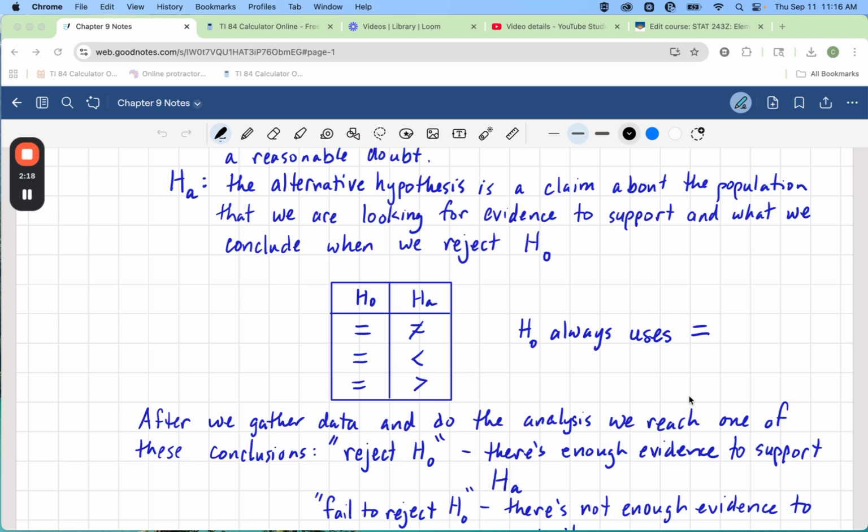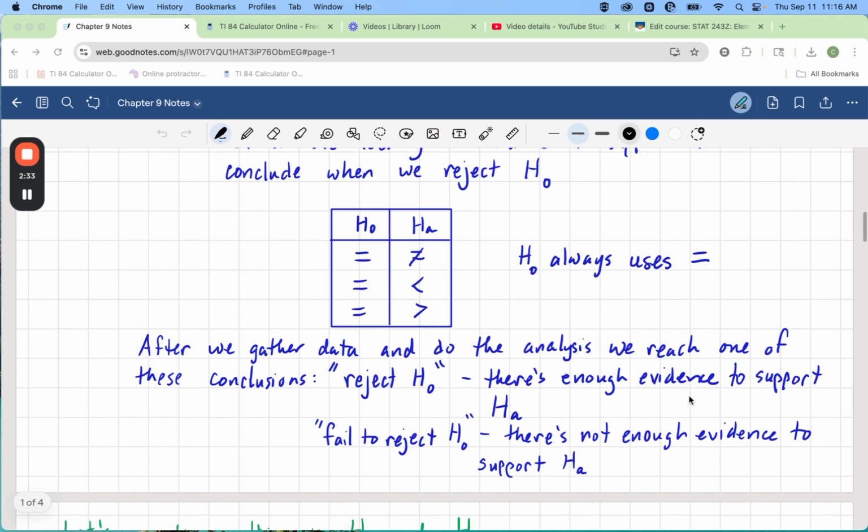So after we gather the data and do the analysis, we reach one of two conclusions. We reject H0, so that means there's enough evidence out there to support the alternative hypothesis, or we fail to reject H0, so there's not enough evidence to support the alternative hypothesis. So those are going to be the two conclusions that we could reach in these problems.